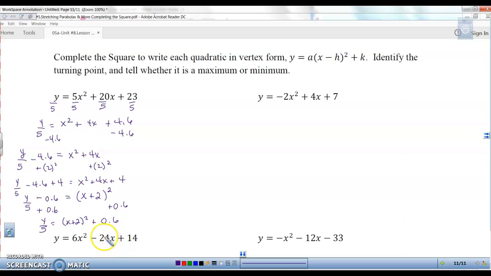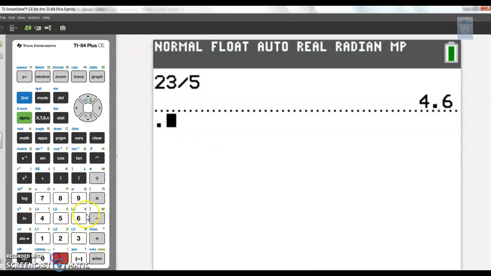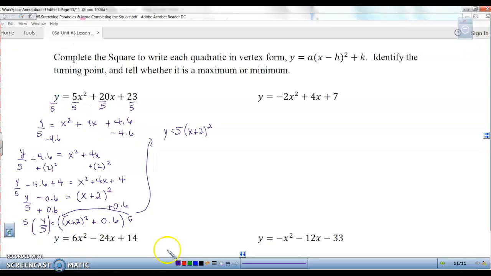Now we have to get this back to be y instead of y over 5. So we have to remultiply the 5. Remultiply the 5 here, and then remultiply the 5 here. And that gives me y, because these 5's cancel out, equals, the 5's got to distribute to the front of the parentheses. That becomes our leading coefficient. And then 0.6 times 5 is 3. So this is going to be plus 3.